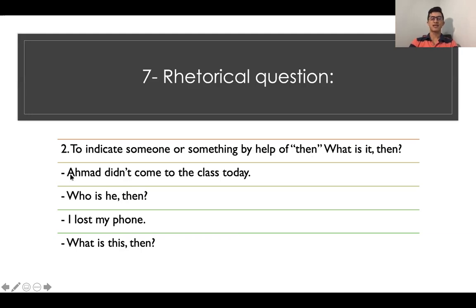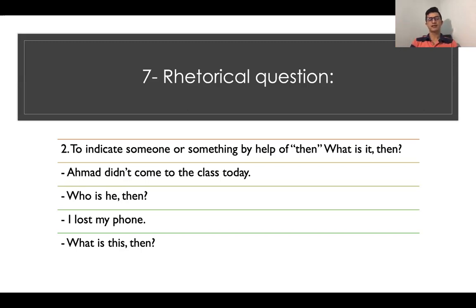So the first person says Ahmad didn't come to the class today, and then the second person says who is he then? Who is he then? Okay, so you use then in your structure just to attract someone's attention. You know he is Ahmad, and you know he is in the class today, but another person says he didn't come to the class today, and you say who is he then? Okay, you just attract the attention of someone to someone else, or to something else.